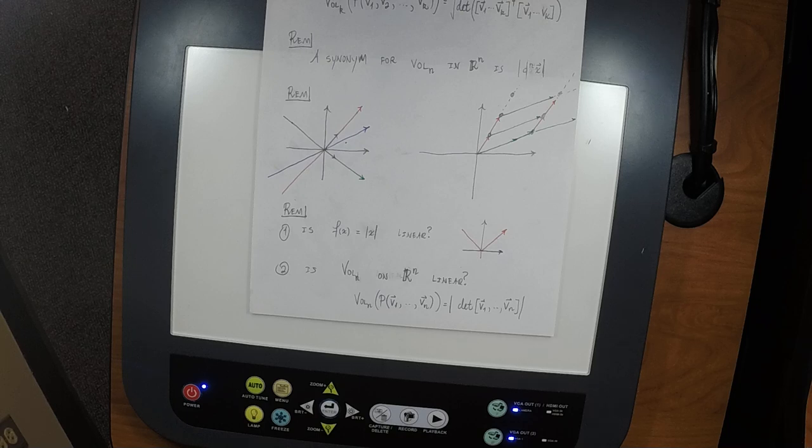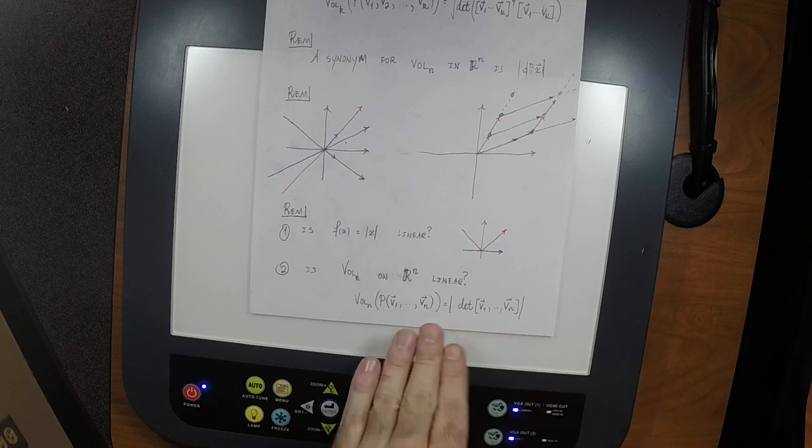Okay, so here's the deal. We desperately need something like this to be linear. Otherwise, we're not going to be able to do what we want. This is not linear, so it won't do the job that we need. We desperately need something like it.